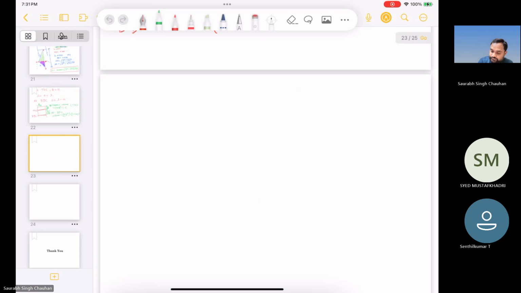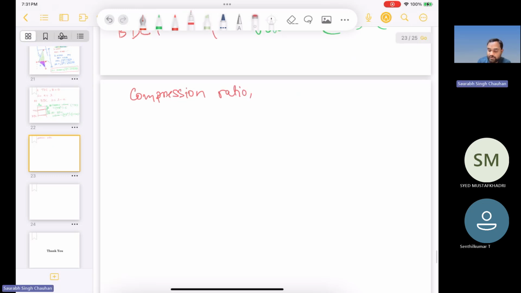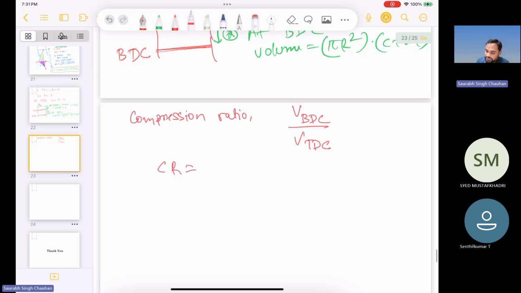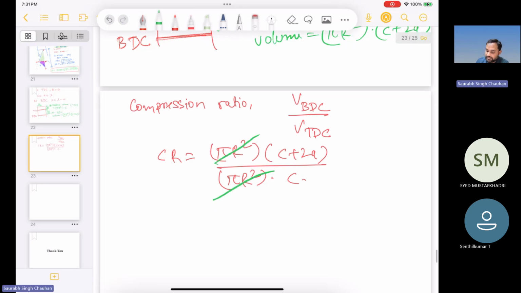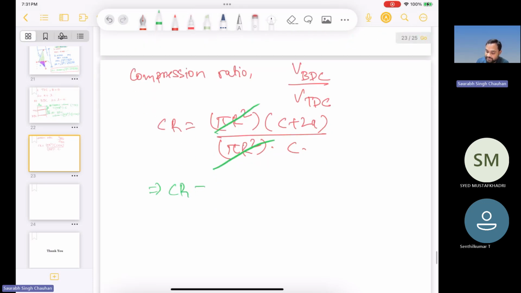And you know compression ratio. This is defined as the maximum volume to the minimum volume, or volume at bottom dead center divided by volume at top dead center. So compression ratio is equal to pi r square times (C plus 2a) divided by pi r square times C. The pi r square will cancel out, so in terms of these geometrical parameters, compression ratio is 1 plus 2a by C.